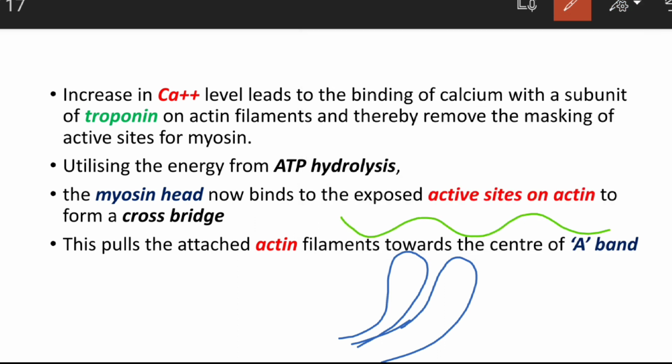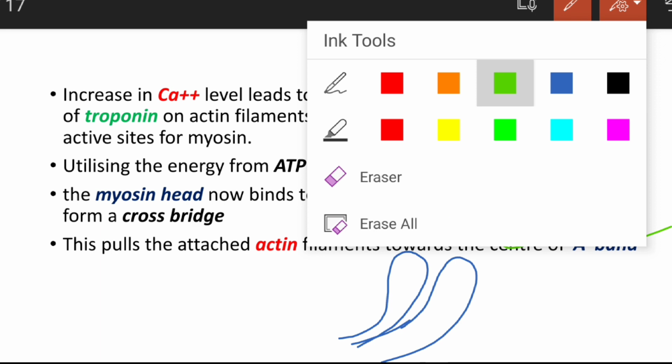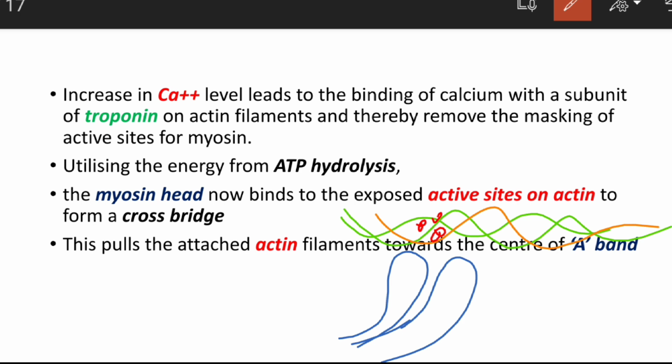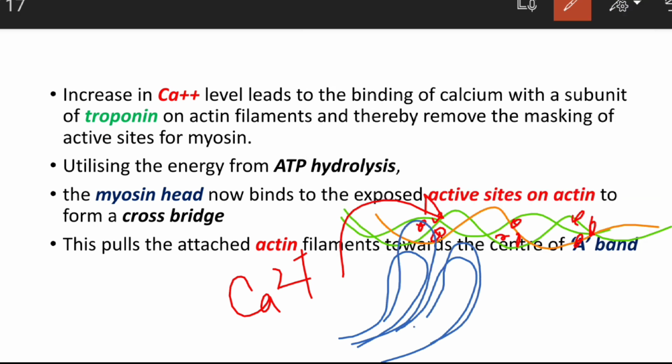Here is the actin present. Here there is a troponin which is masking the actin, and because of which the active sites present on the actin are masked and the myosin head cannot bind to this actin. So once the calcium is released from the sarcoplasmic reticulum, this will remove this tropomyosin, and the head of the myosin can easily bind with the active sites of an actin, utilizing energy from the ATP hydrolysis.